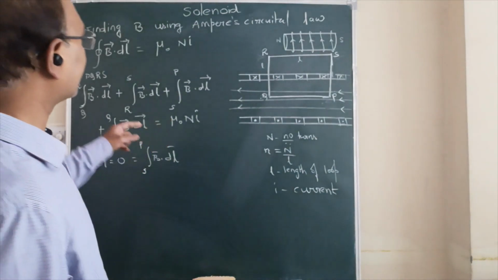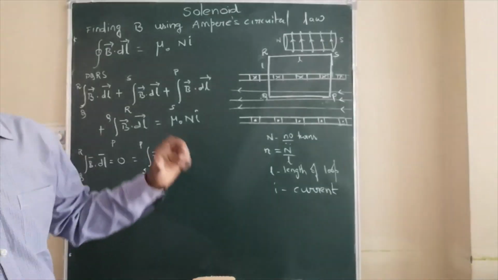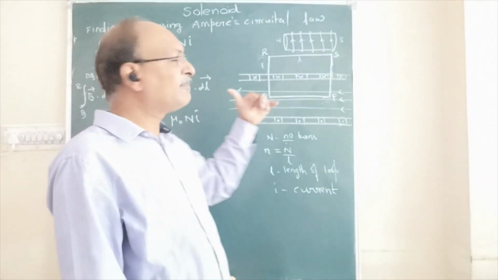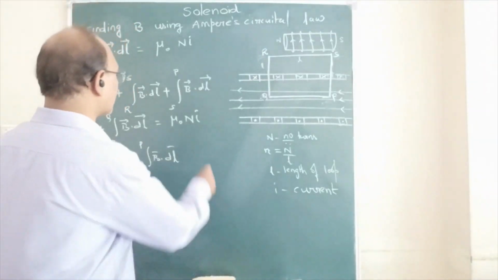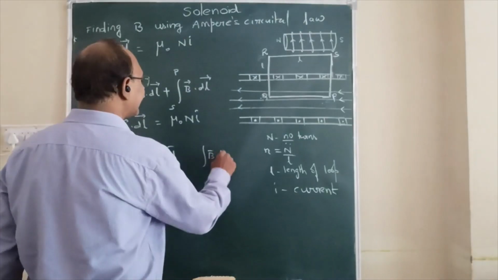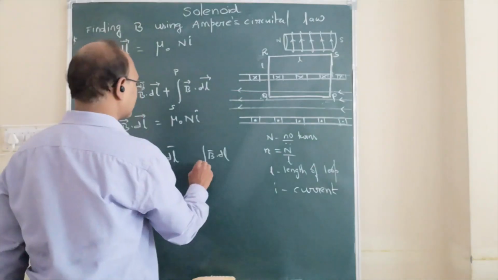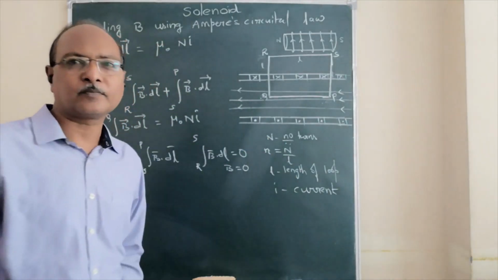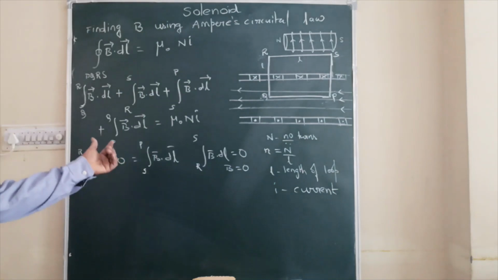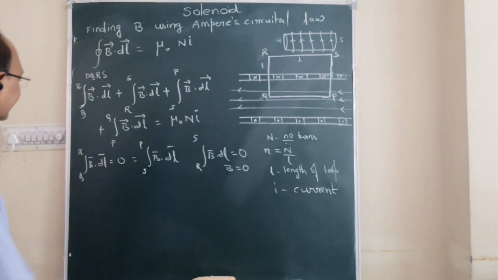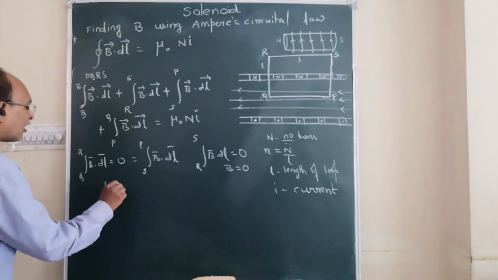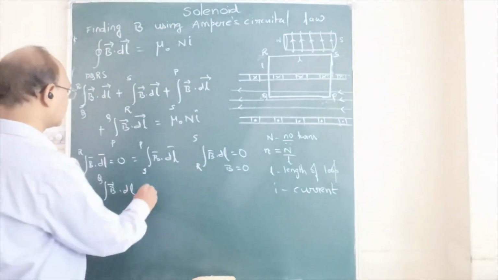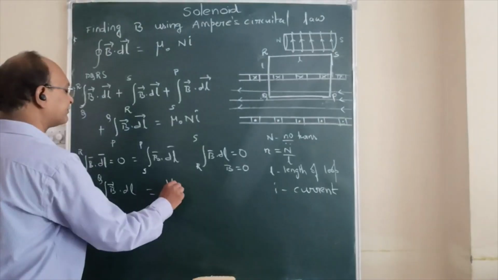Next, we take this one, R to S. Here, B is equal to 0 outside. As we have seen, the magnetic field will be 0 outside the solenoid. Therefore, the integration of B dot dl from R to S is also equal to 0 because B is equal to 0. Therefore, the only term left over is this one, the integration of B dot dl from P to Q. So, that is equal to mu naught n I.